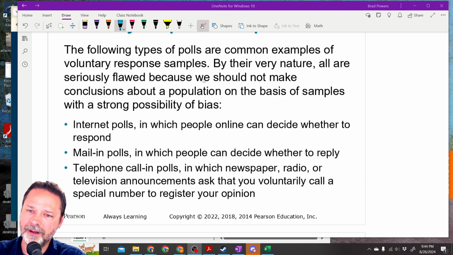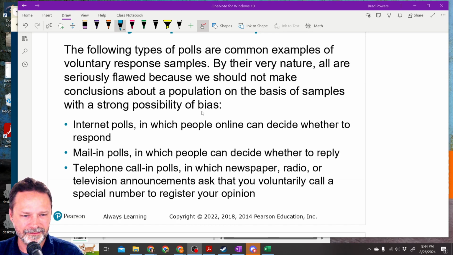By their very nature, all are seriously flawed because we should not make conclusions about a population on the basis of samples with a strong possibility of bias. We want data that means something. If we don't know about bias, we can't make an inference about a population if we're only talking about people who voluntarily respond. That's not the average person. That's not representing a large group. So it's not going to be helpful.